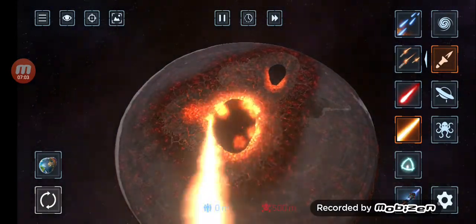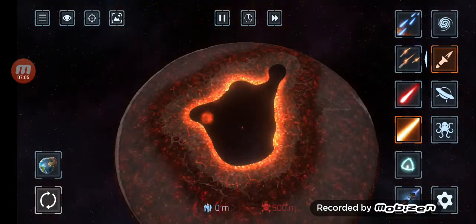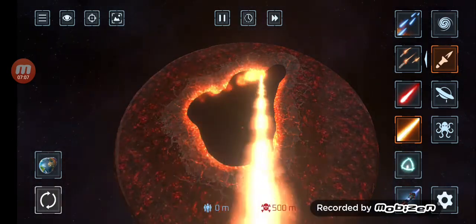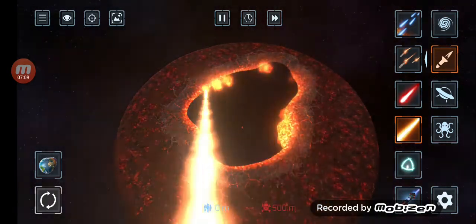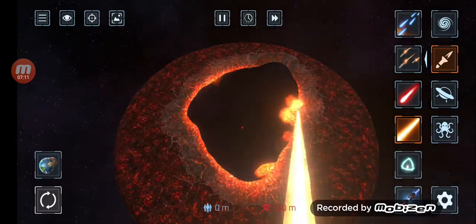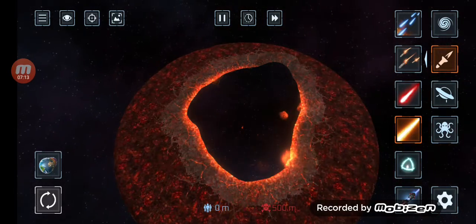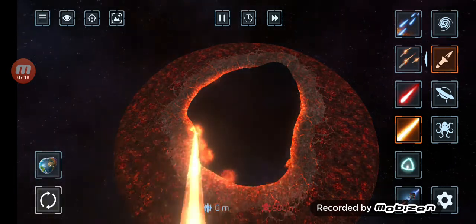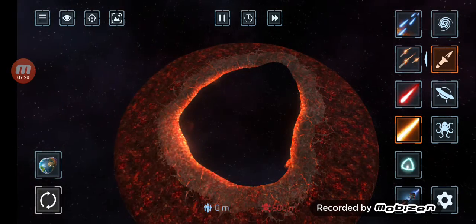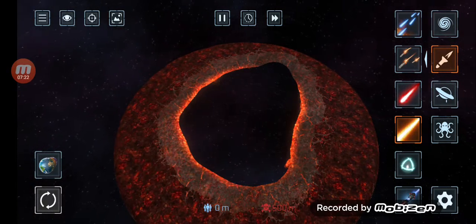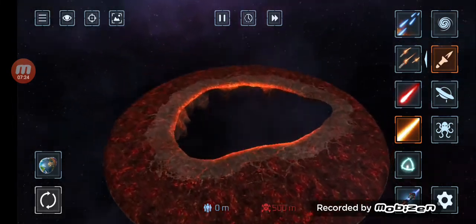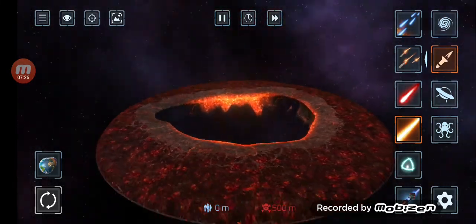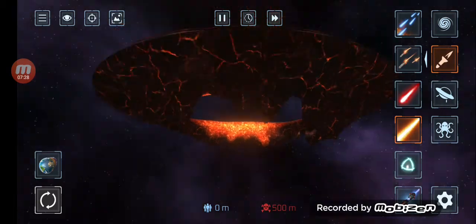Wait, I can make it like a donut. Because I like donuts and if someone wants to eat it, he can. I don't think he can. It is going to be the hottest donut and the worst donut. Look at it, it's like a donut as hot as the sun's surface.